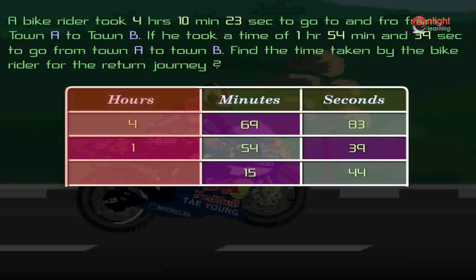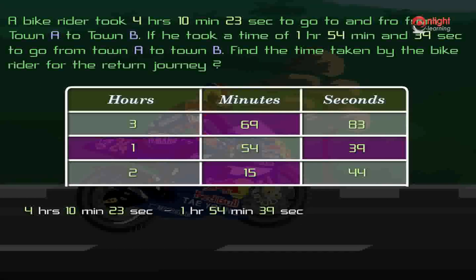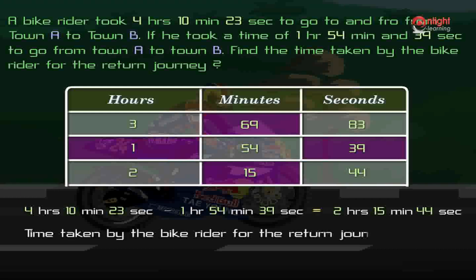Now, subtract the hours column. First, we will have to subtract the 1 which was borrowed from 4 is equal to 3. Hence, 3 minus 1 is equal to 2. Hence, 4 hours, 10 minutes, 23 seconds minus 1 hour, 54 minutes and 39 seconds is equal to 2 hours, 15 minutes and 44 seconds. Hence, the time taken by the bike rider for the return journey is equal to 2 hours, 15 minutes, 44 seconds.